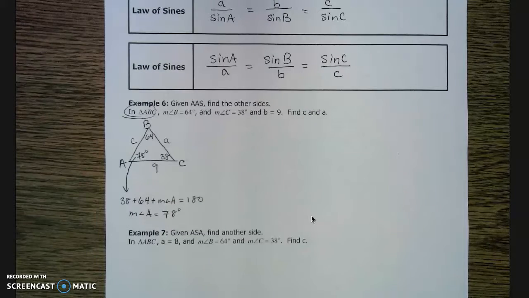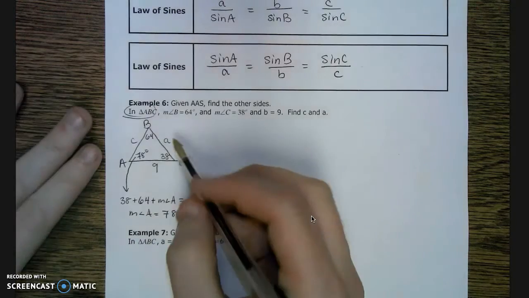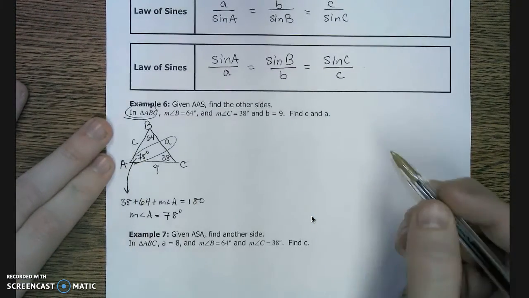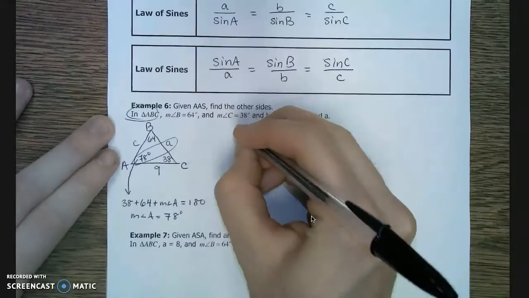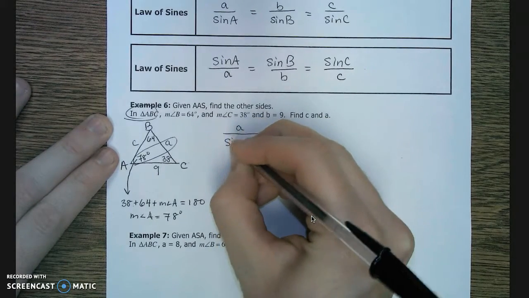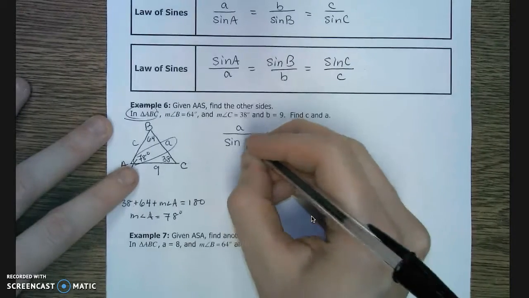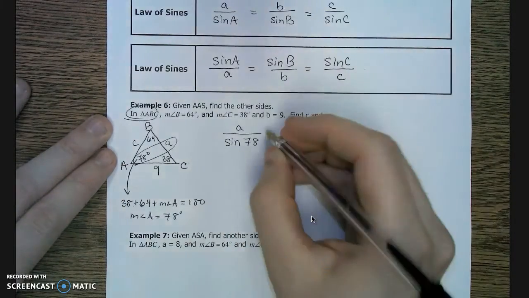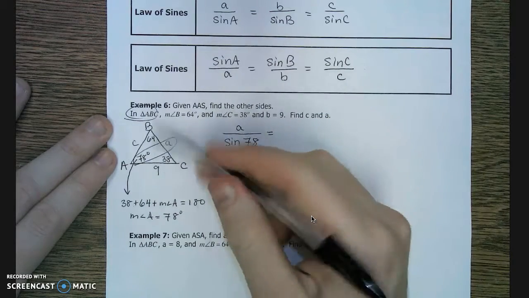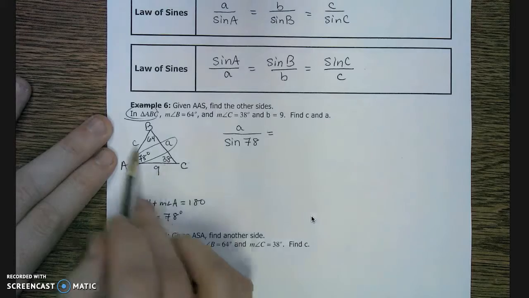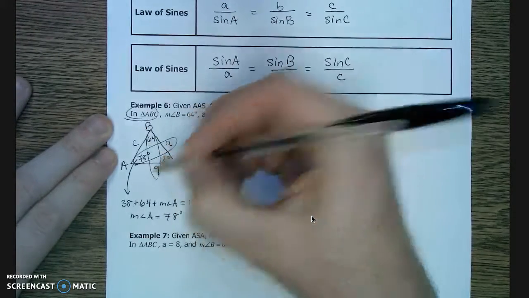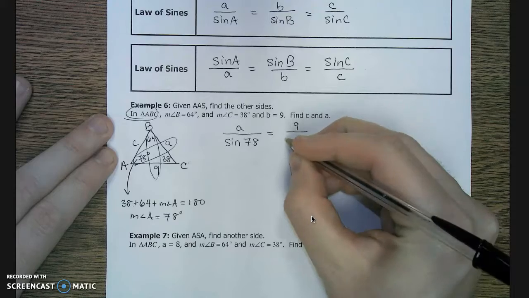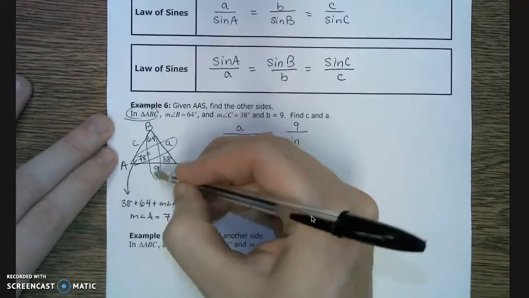So we've got all our angle measures, and now we want to look for those missing sides, a and c. So let's look for a first. If I'm looking for a, I have to have angle A, so good thing we found it. So I'm going to do a over sine of angle A, which is 78. And then you can use any of the other things you have, but I don't have c, so I'm not going to use c, I'm going to use b. So we're going to have 9 over sine of whatever's opposite of 9, and that's 64.